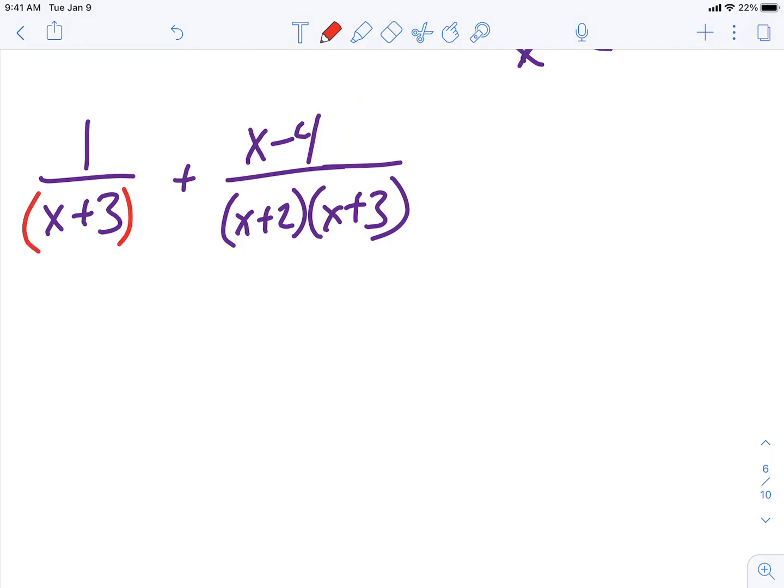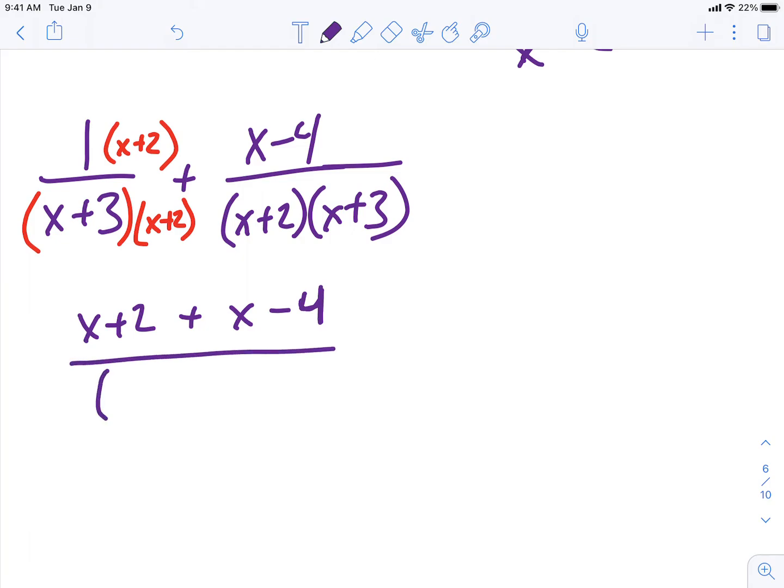So this denominator needs that x plus 2 if I'm going to add them together. So what I need to do is multiply it by x plus 2. Now in order to do this and make this work, I have to also multiply it on the top so that it doesn't change the value of it. And what I'm left with then is x plus 2 plus x minus 4, so I can distribute the 1 in, and that just makes it x plus 2, and then add the x minus 4, and this is going to be all over our common denominator, x plus 3 times x plus 2.